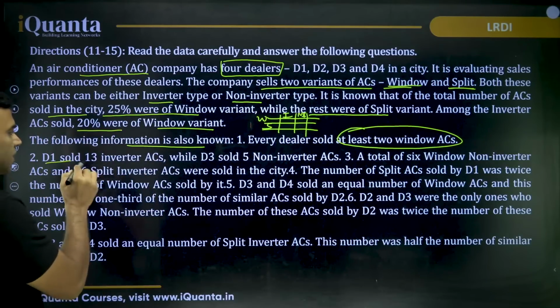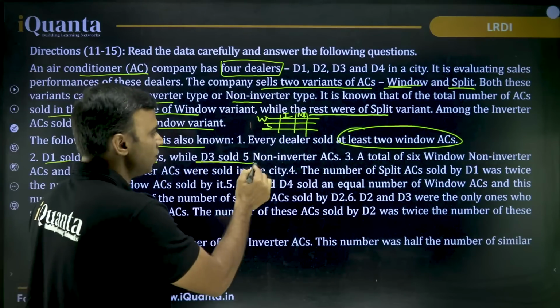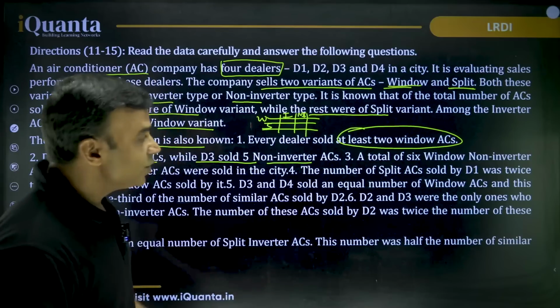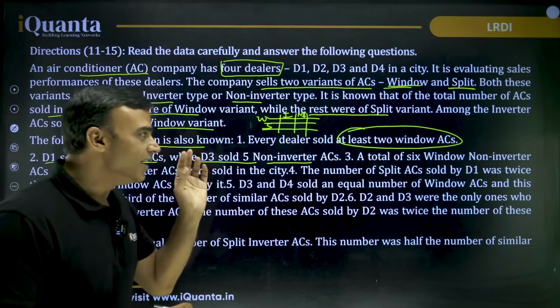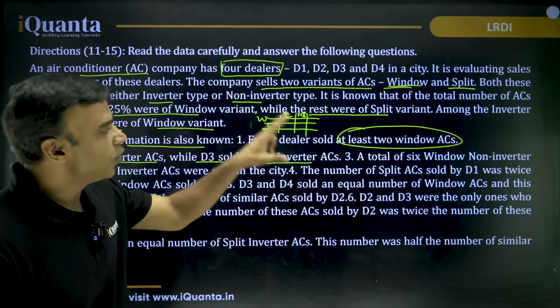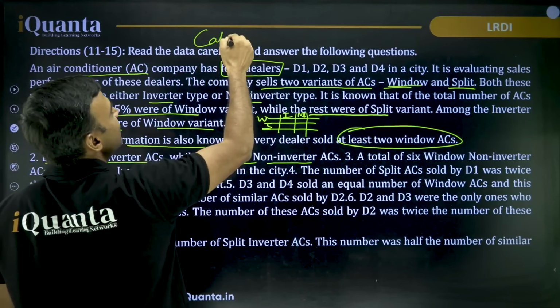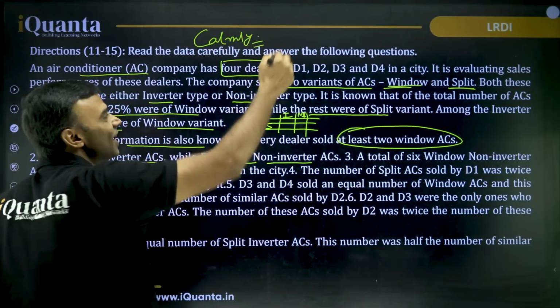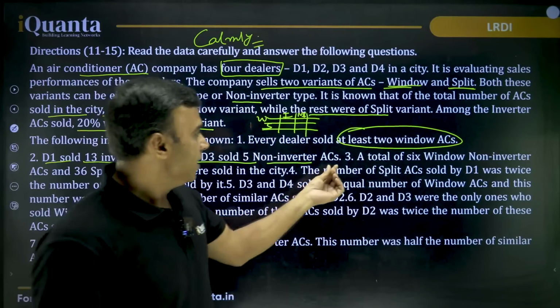D1 sold 13 inverter ACs. This is a definite number. We'll use it, of course. While D3 sold 5 non-inverter ACs. So there is a lot of confusion in reading also. The words are similar sounding: inverter, non-inverter, window, split. So there's a lot of scope of making a mistake. What will work for you is to read the information calmly and, one by one, go on putting the values in the table.